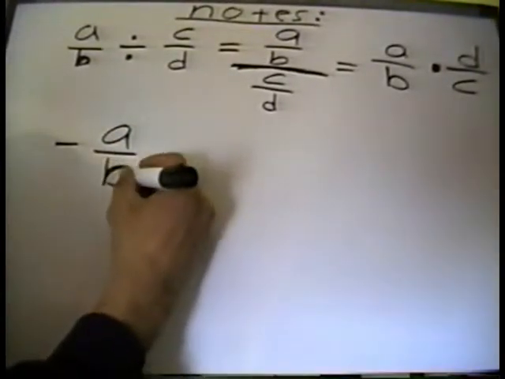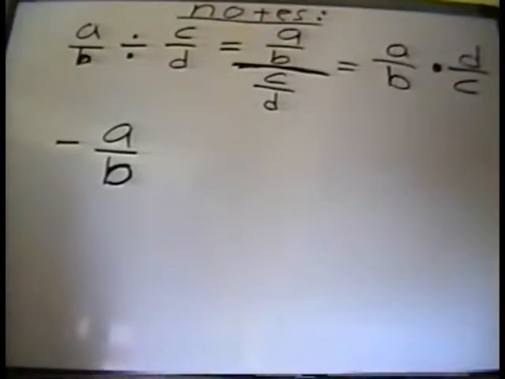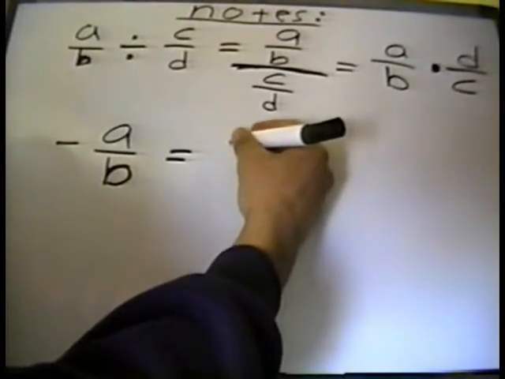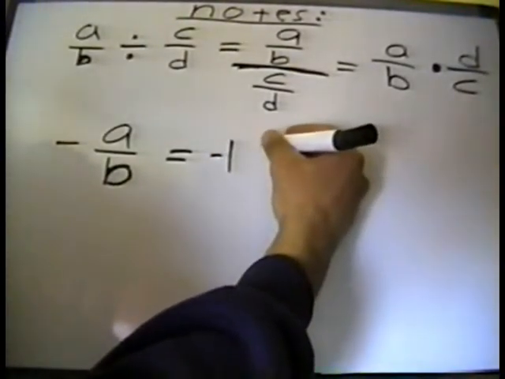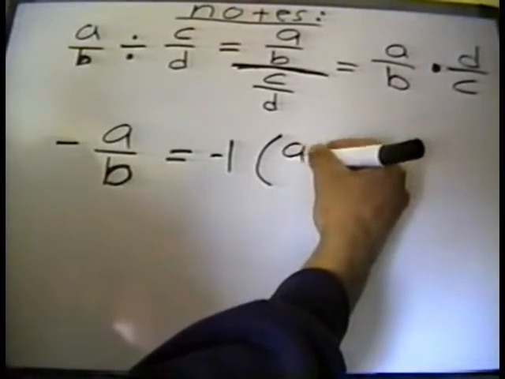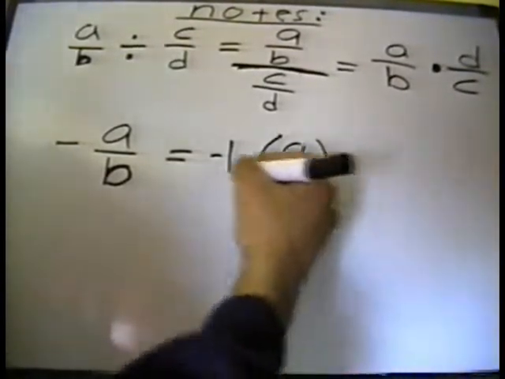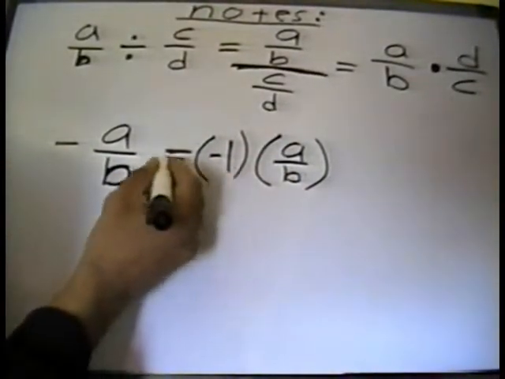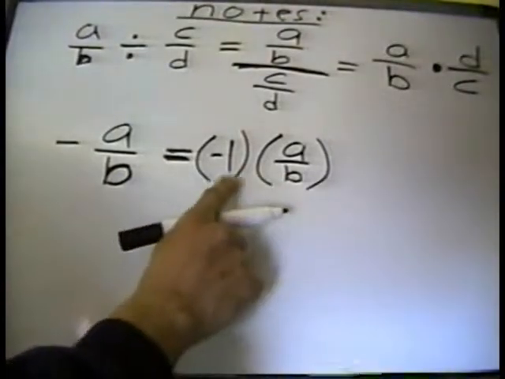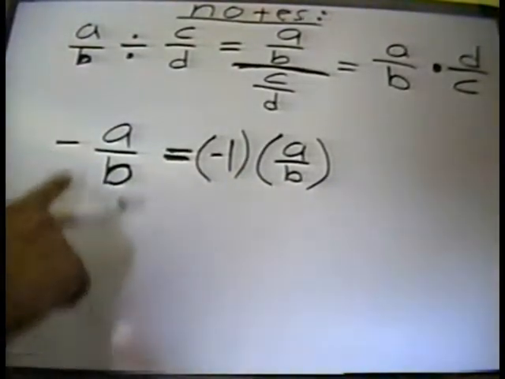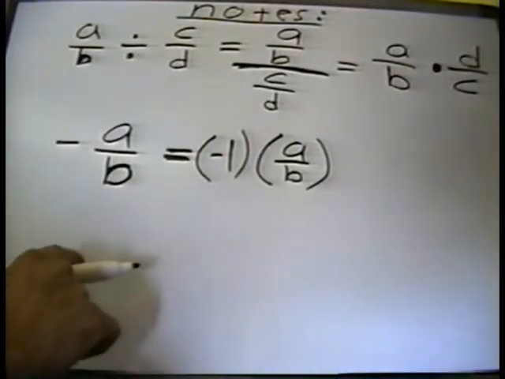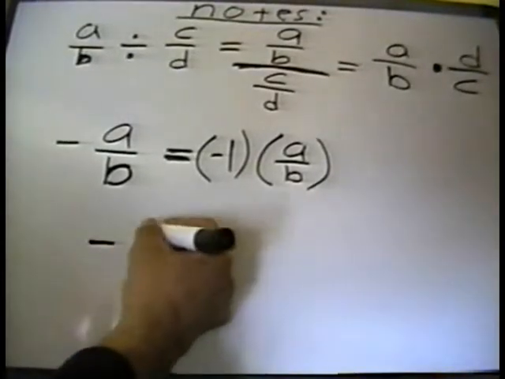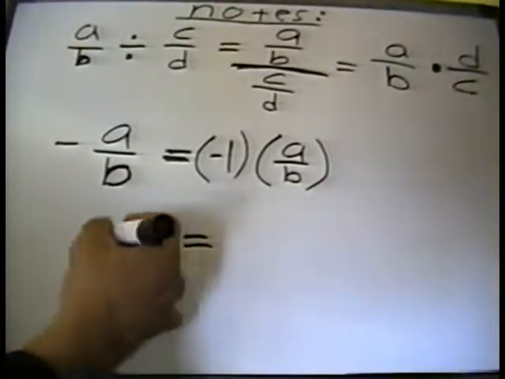Now we want to talk about, what if we have a negative fraction? Negative A over B, that equals a negative 1 multiplied by A over B. Equals A over B times negative 1. See, a negative sign, that's a negative 1. Anytime you see a negative sign, you treat that as a negative 1.